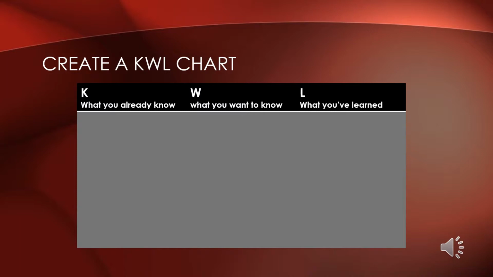As we get started, let's set up a KWL chart. In the K, of course, you write what you already know about Brainpop. The W, you'll write what you'd like to know about Brainpop. And then at the end of this presentation, we'll go back and fill in what you've learned. Pause the video and take about 4 minutes to fill in the K and W section of your chart.